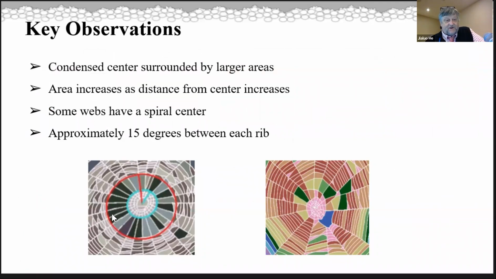The other thing, I'll just summarize some key observations. There seemed to be in most of the spider webs a condensed center area surrounded by some larger openings, and then it went back to some smaller openings. Generally, the area increases as distance from the center increases. Some of the spiders did have a spiral center.